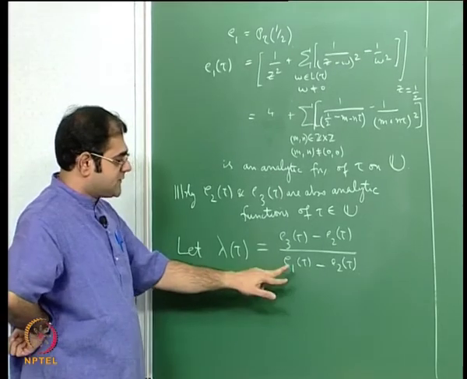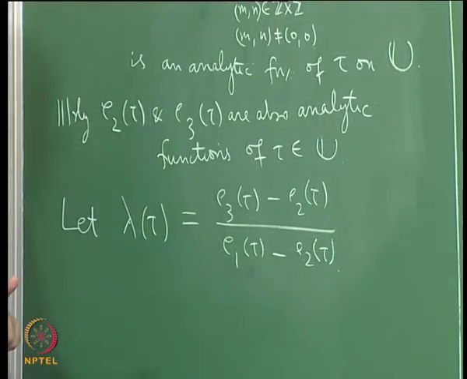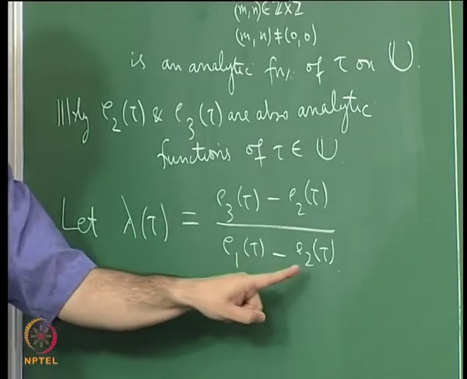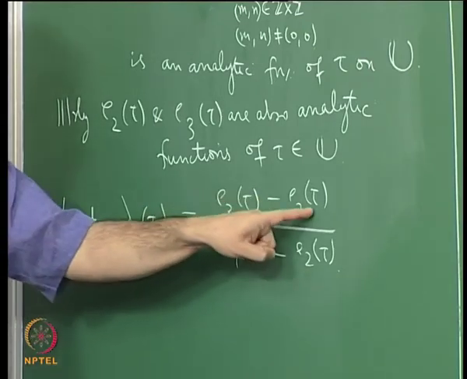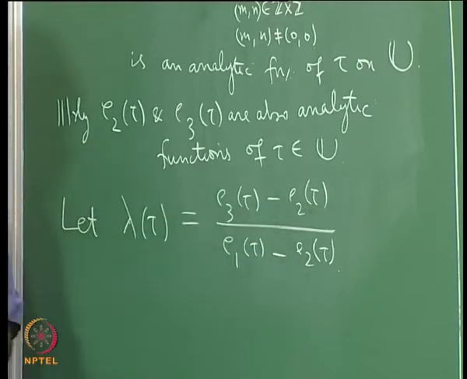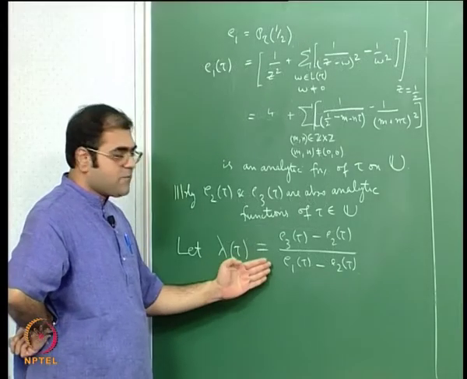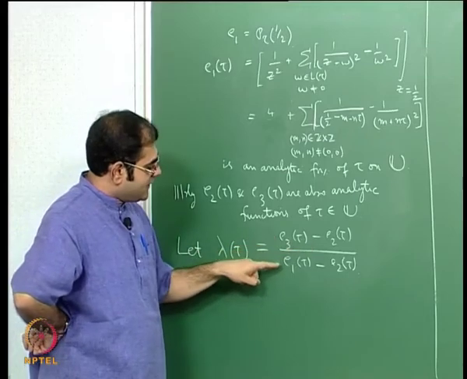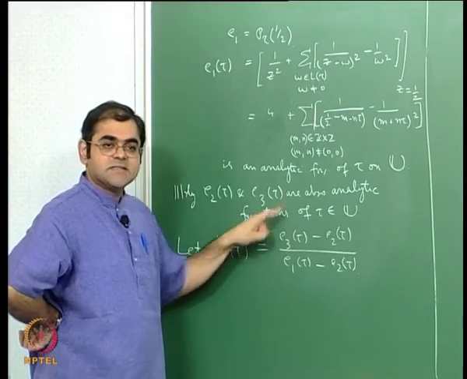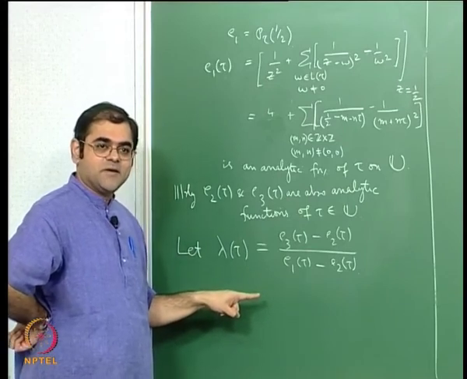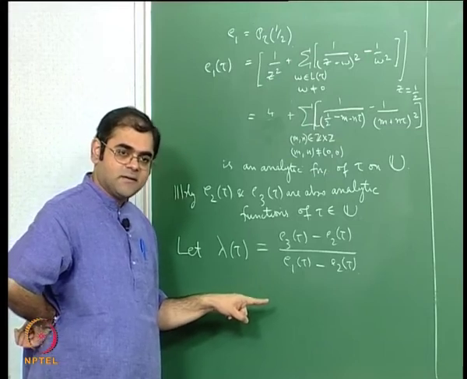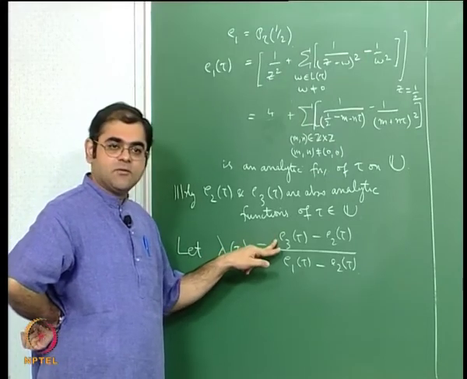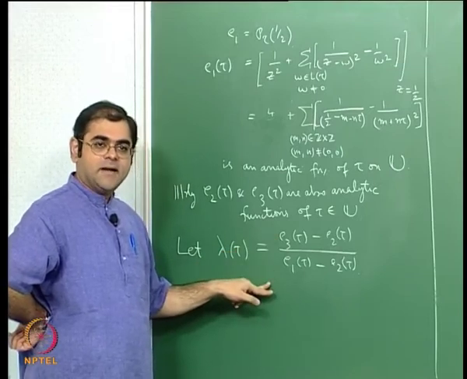Notice that I told you for no value of tau are these all the same. The upshot of that is E1 of tau will never be E2 of tau, so this will always be analytic. E3 of tau will never be E2 of tau for any given tau, so it is never going to be 0. And E1 is not equal to E3, so this is never going to be 1. So what I get is an analytic function on the upper half plane, which is never 0, which is never 1.